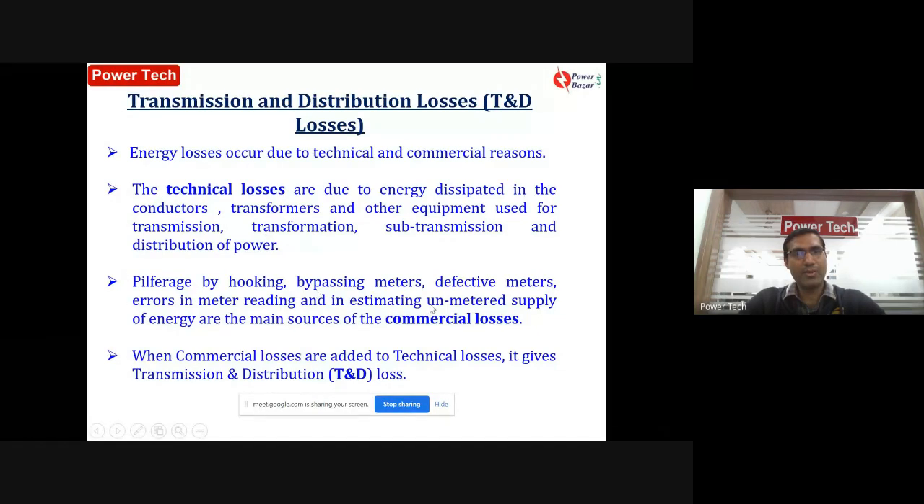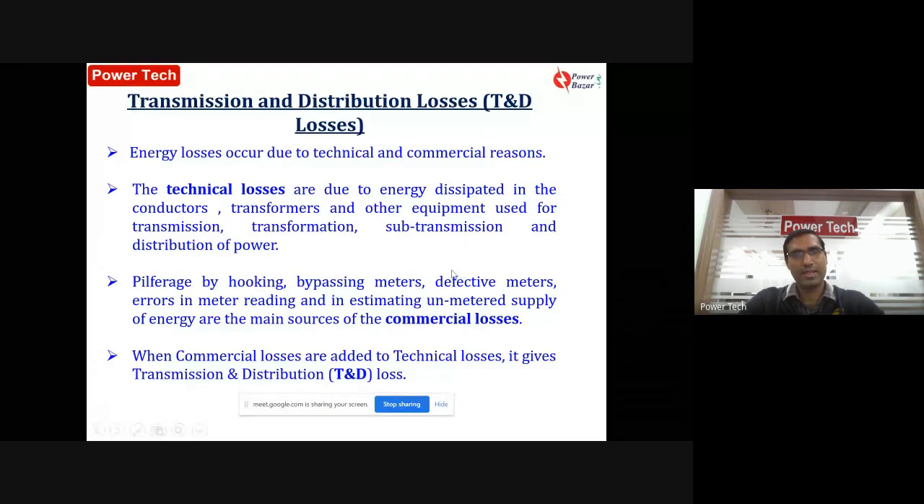Then the commercial losses are another component. This is due to pilferage or hooking, like you see in the distribution at LT, the lower tension, lower voltage. People put up a hook to get the power, and they don't pay for it. That results in a loss to the company. Or others bypass the meter which has been installed by the distribution company. Since it's not being accounted, it gets into the loss account.